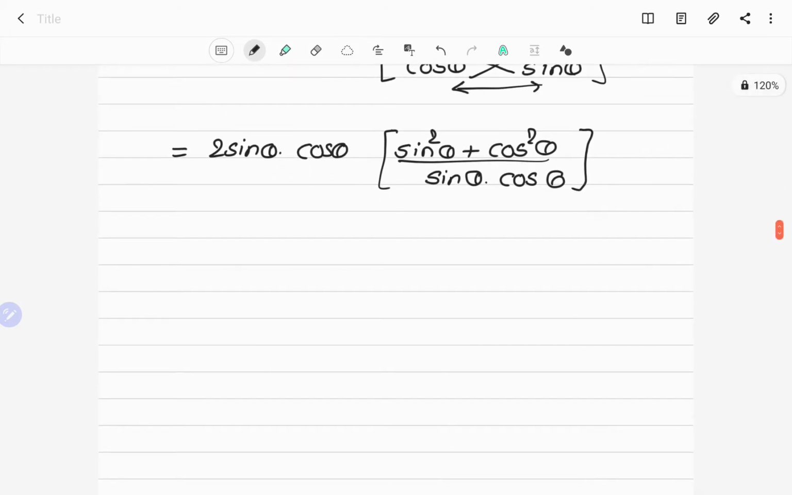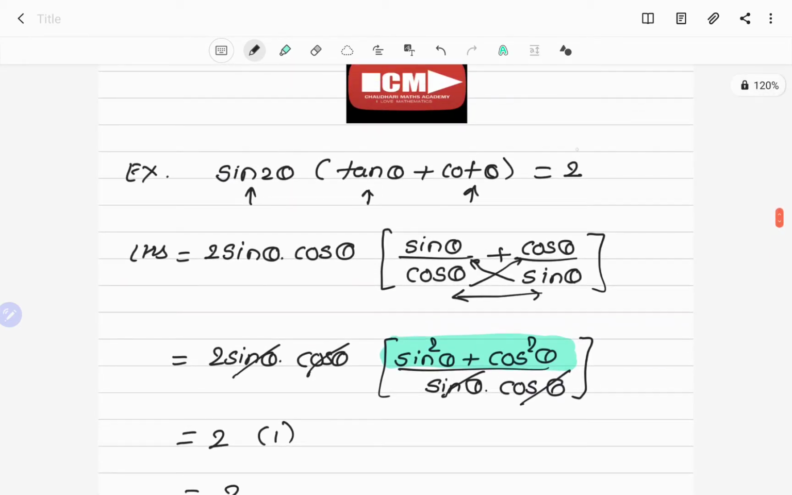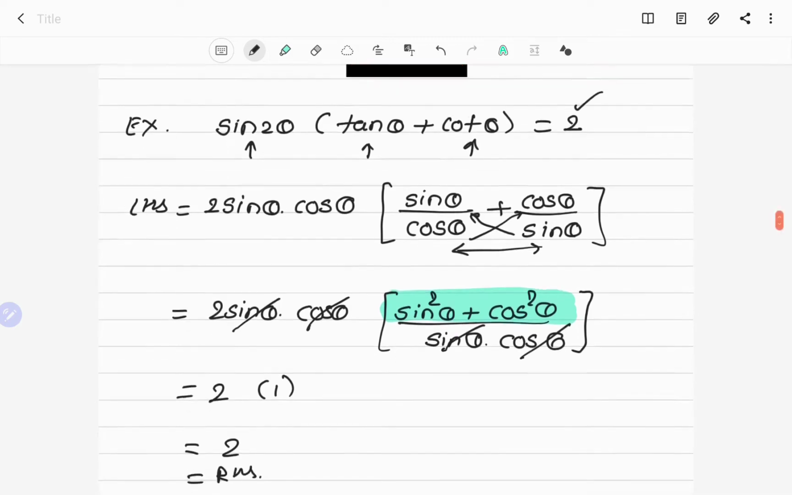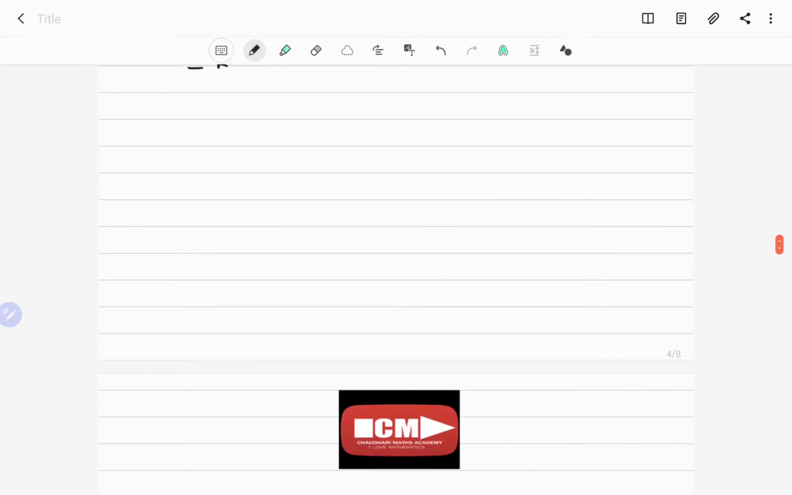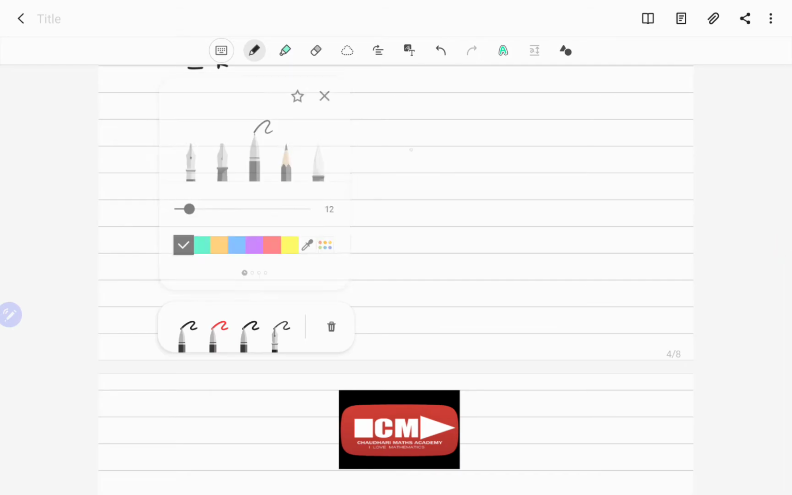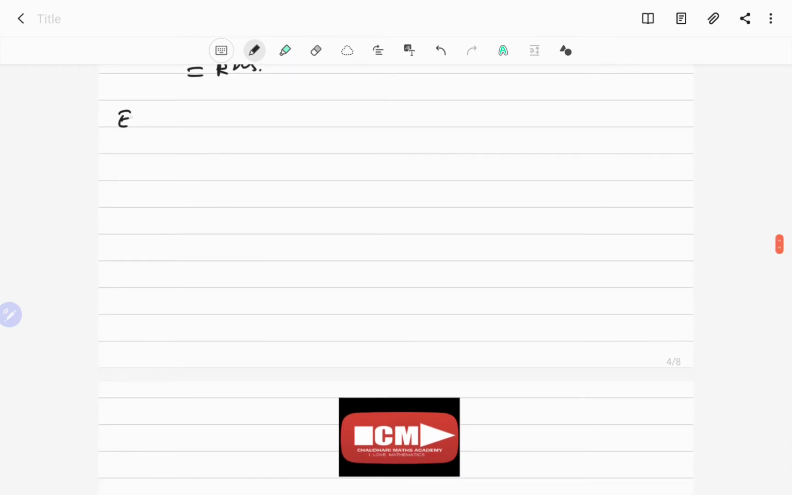Okay, and if you observe further, this sine theta cancels with this one, and this cos theta cancels with this cos theta. I am keeping this 2 as it is, but you know this very important identity, sine square theta plus cos square theta is 1. So this is equal to 2, which is equal to the right hand side of the problem. The right hand side of the problem was 2. So once again, this one was also a very simple example. So let's start with one more.